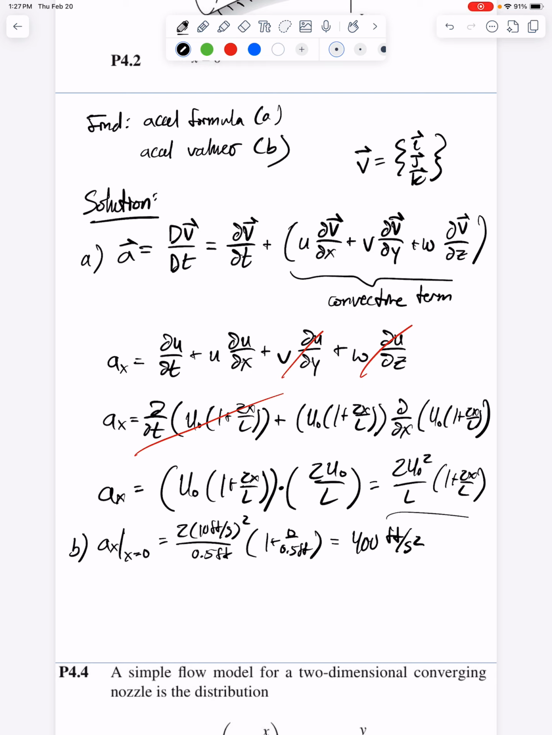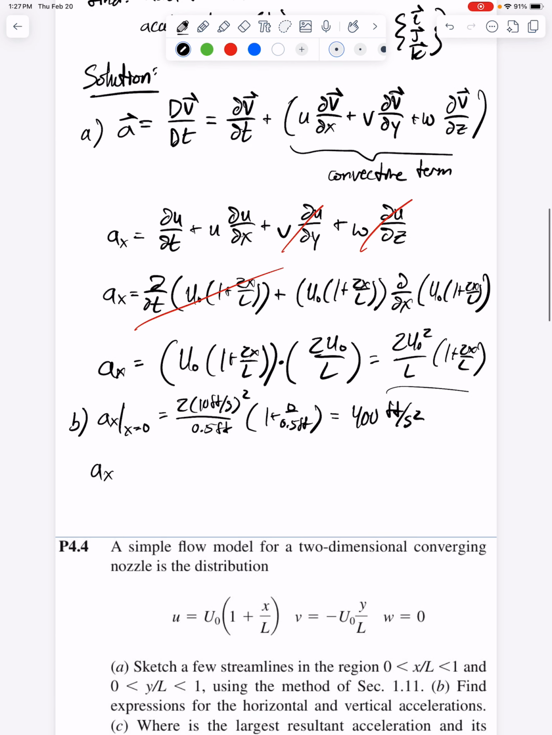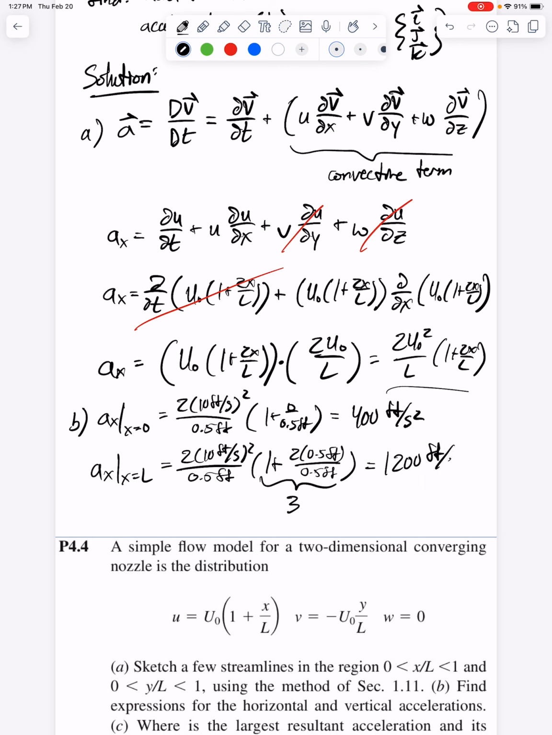At the outlet, we plug in x equal to L. That's equal to 2 times 10 feet per second squared, divided by 0.5 feet, times 1 plus 2 times 0.5 feet, divided by 0.5 feet. Once again, as I mentioned earlier, this factor turns into 3 at the outlet. So 3 times my acceleration at the inlet gives me an acceleration of 1,200 feet per second squared.